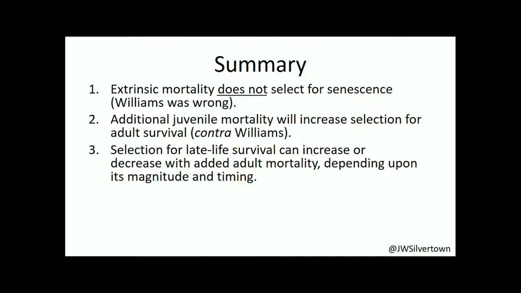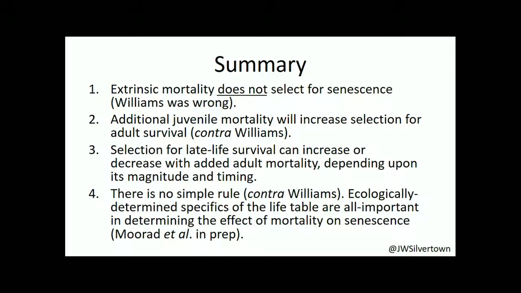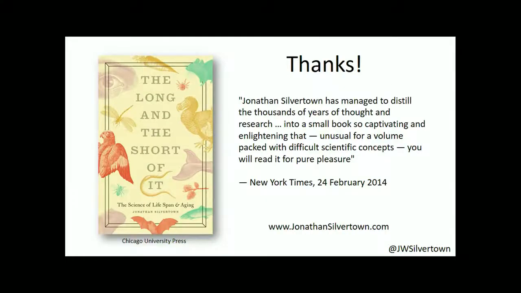And you can actually get a selection for late life survival, in other words, postponed senescence, by a variety of different routes, depending upon exactly when mortality occurs in the life cycle and how bad it is. And finally, there is no simple rule. And if you want to read the book in which I got all this wrong, it's there. There are good bits too.